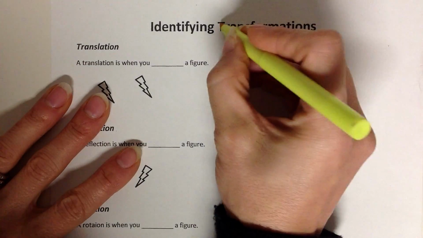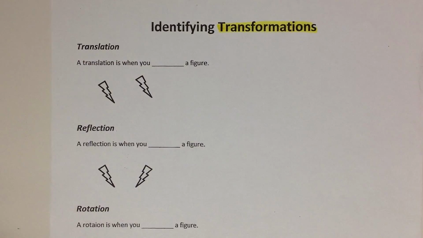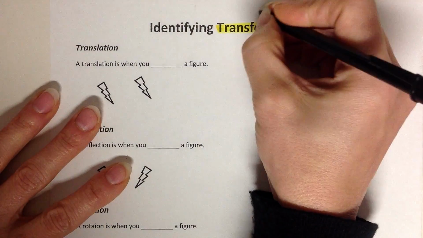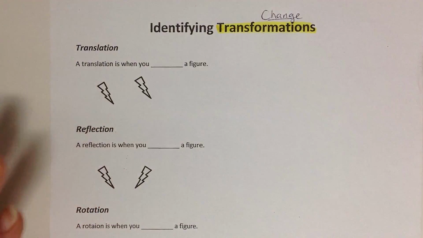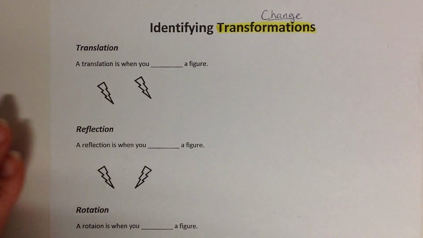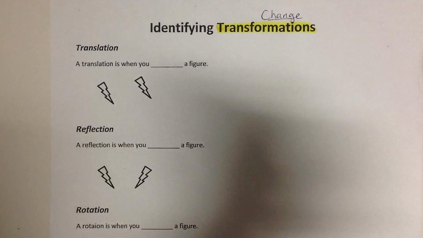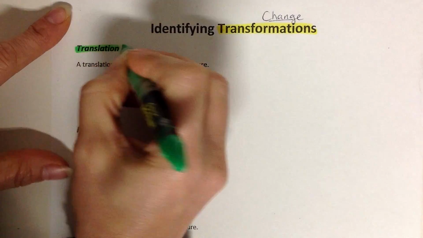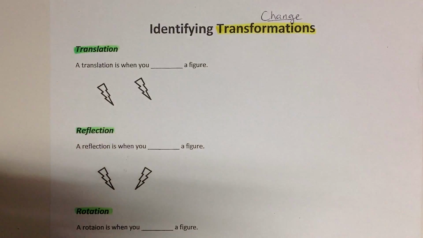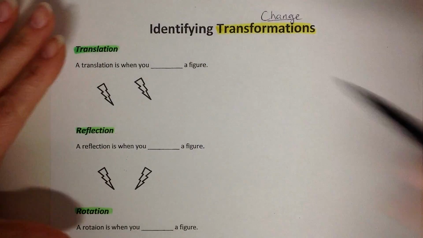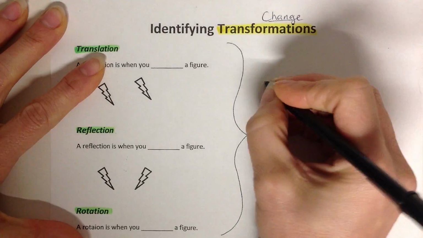Alright, let's talk about transformation. So let's think about what that word means, to transform. It means to change. Transform or change something. So the ones that we're going to spend most of our time talking about are these first three: translations, reflections, and rotations. Okay, these are all called isometric or rigid transformations.